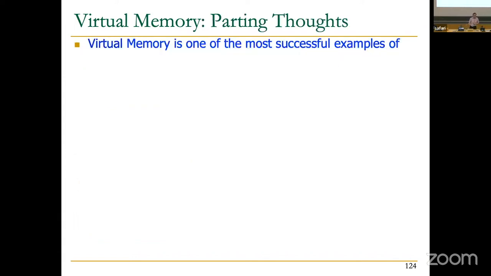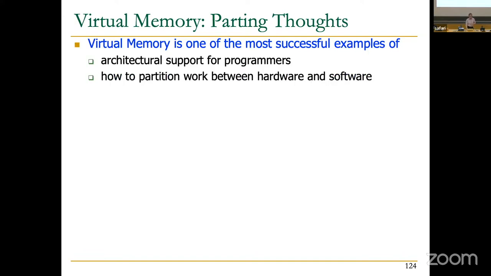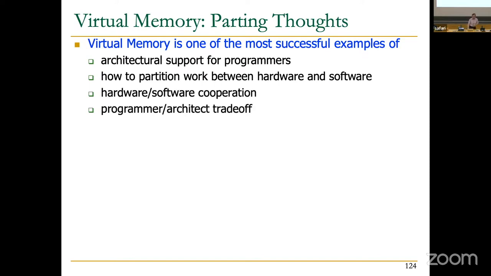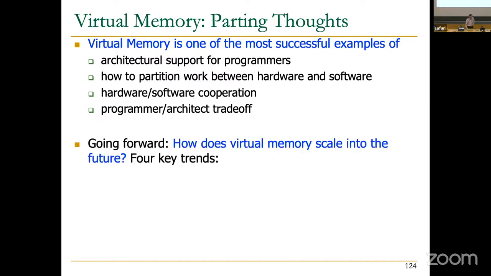Okay, so regardless of all of its shortcomings, virtual memory is actually one of the most successful examples of architectural support for programmers. How to partition work between hardware and software, hardware-software cooperation in the end. And also the programmer-architect trade-off. The trade-off is made so well that we keep adding complexity to our systems so that we ensure that programmers don't know about what's going on, right? So in that sense, it's not a good deal for the architect, let's say, but it's a great deal for the programmer.